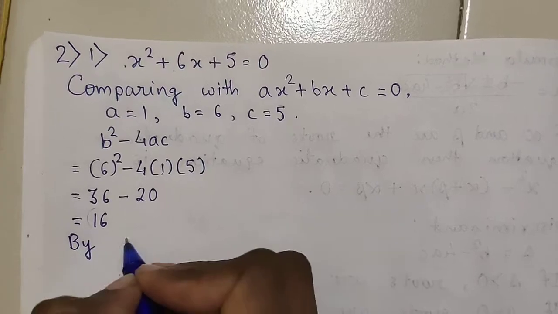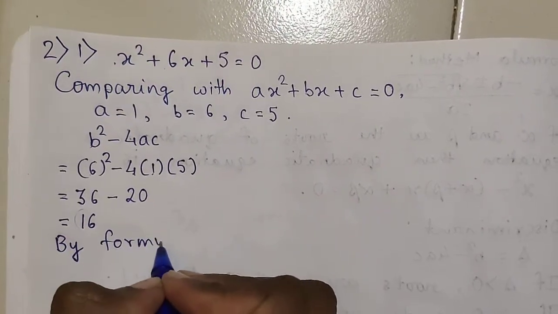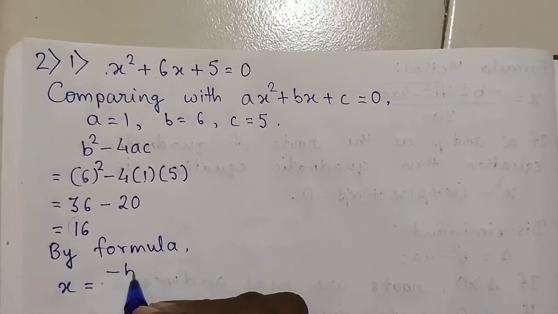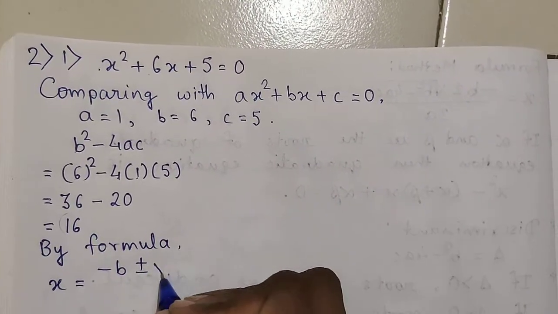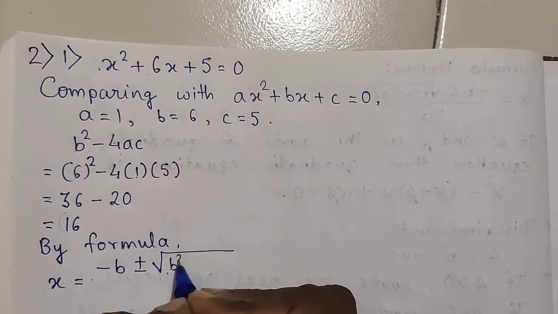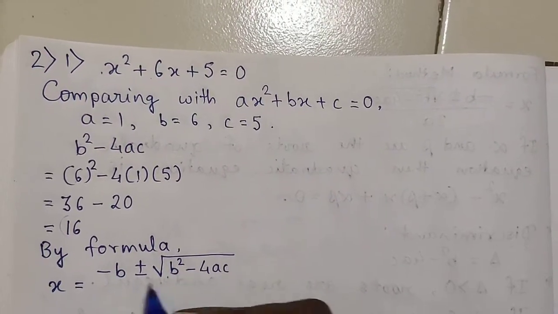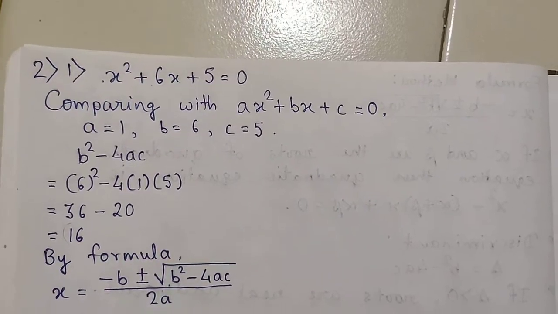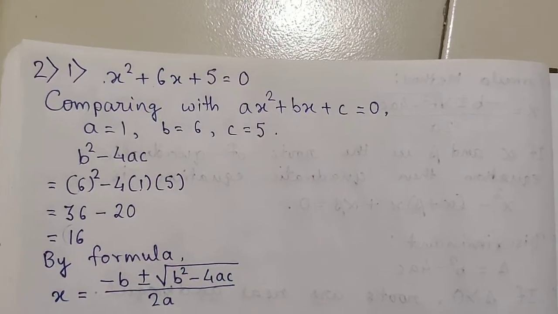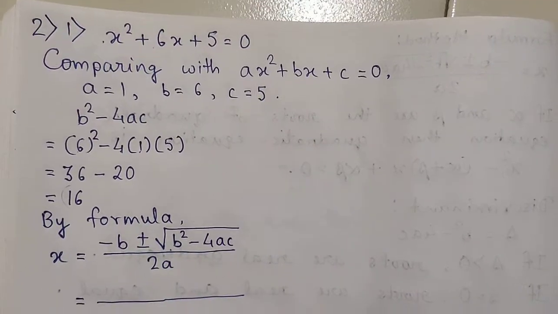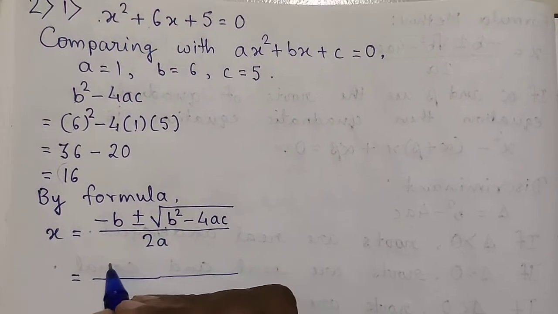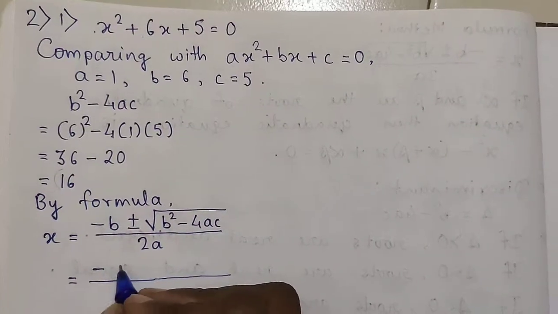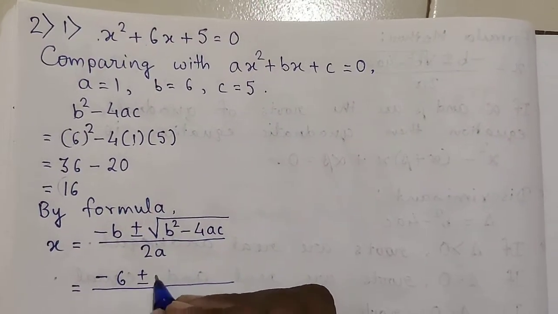So write, by formula. Now what is the formula? x is equal to minus b plus or minus under root b square minus 4ac, divided by 2a. Okay. Now let us put in the values we have. So first the minus sign is there. Now what is b? b is 6. So put the value of b, 6, plus or minus.